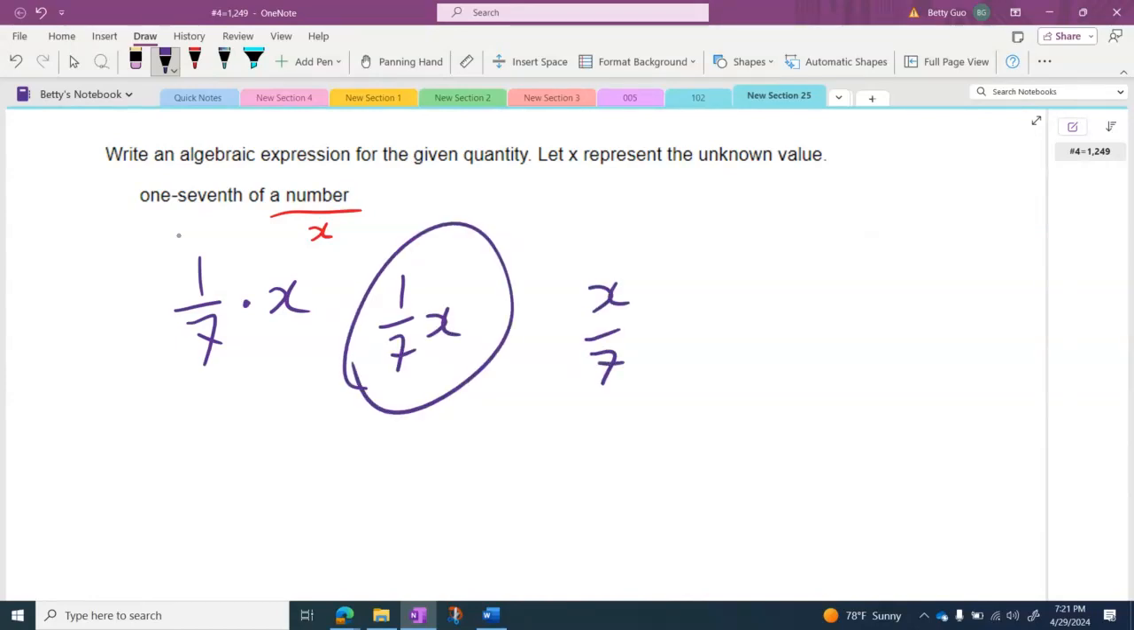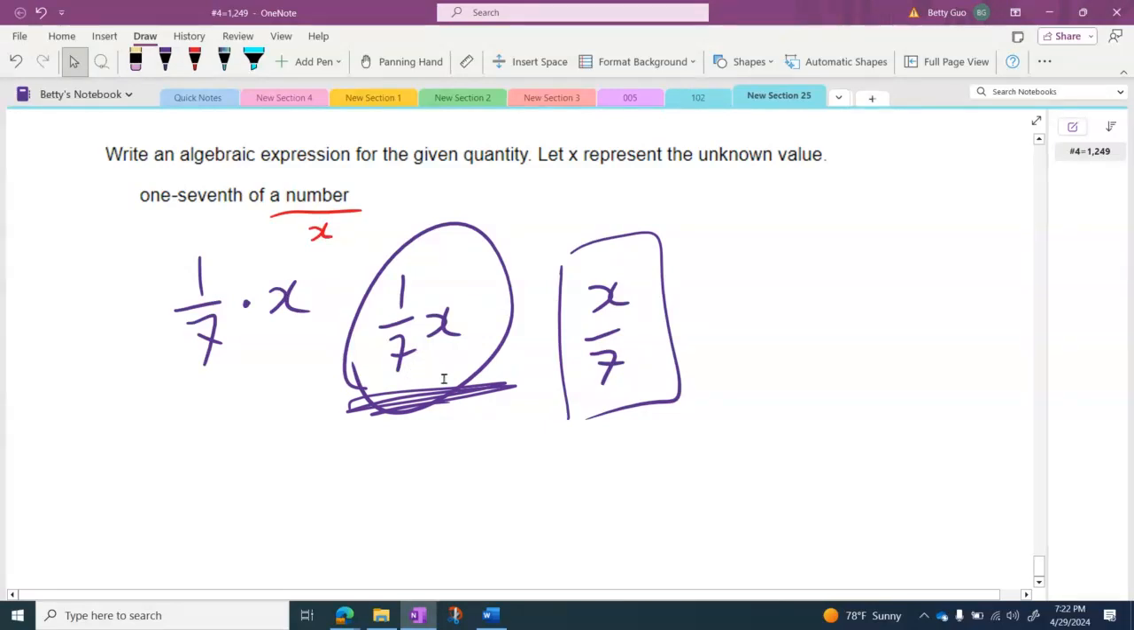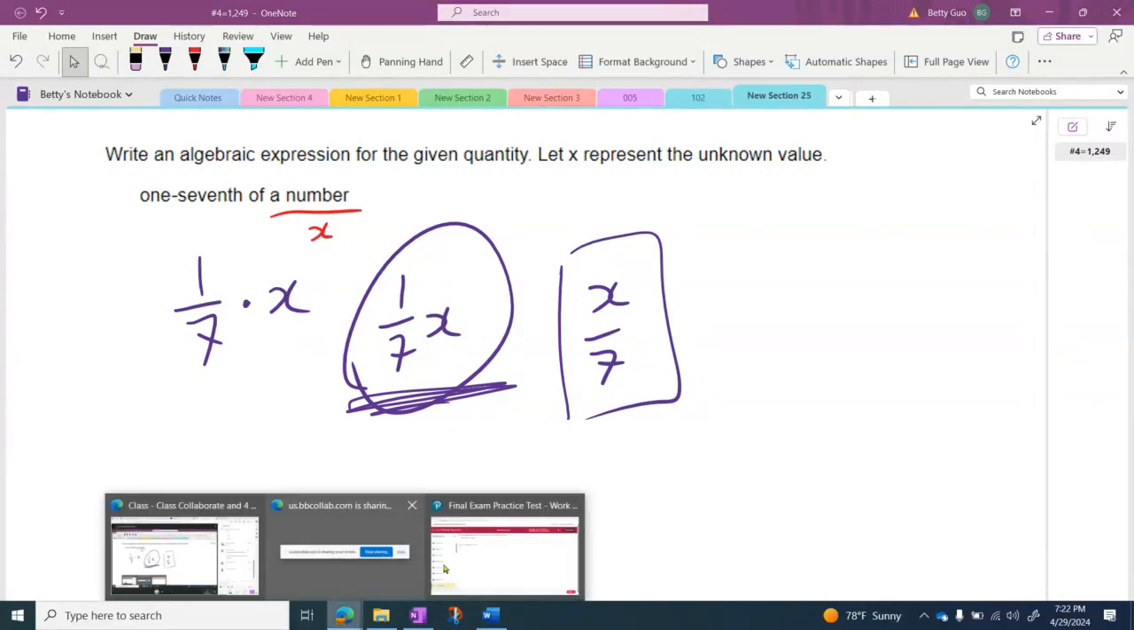I think I'll enter this one. 1/7 of x. Make sure you know x is not in the denominator, okay? It's not in the denominator. It's actually in the numerator, but we can write this as a quotient structure. This is a product structure. Let's write a product structure. 1/7 times x.